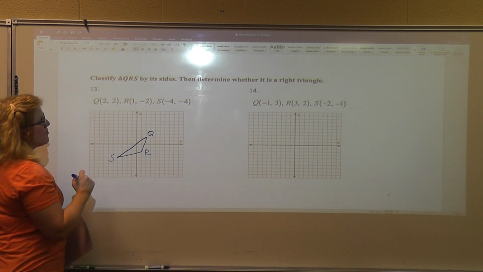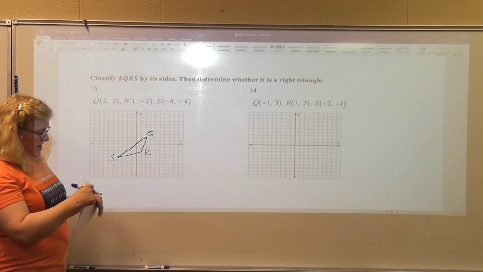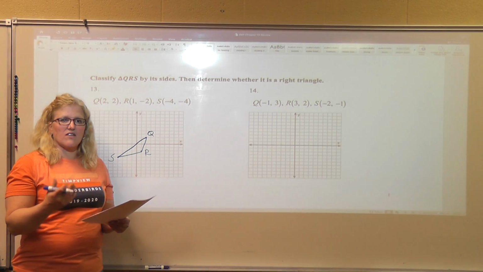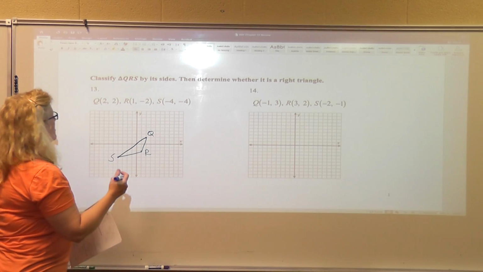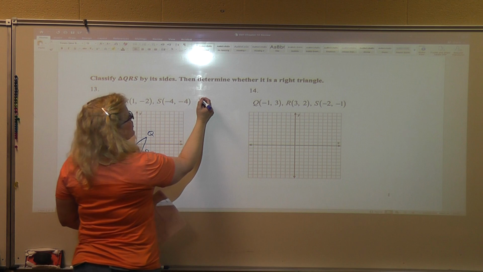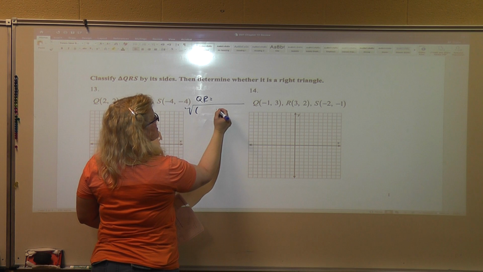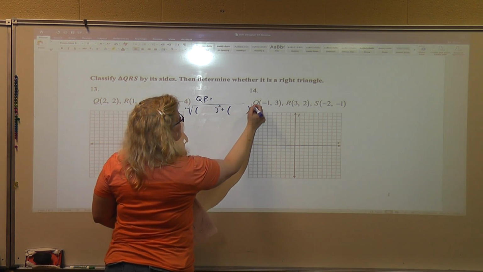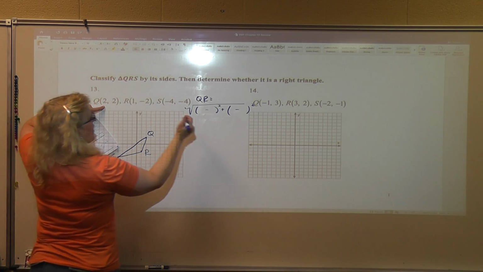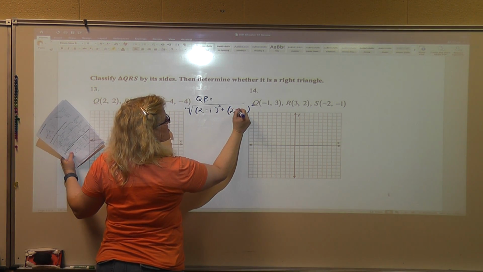Okay, so classify QRS by its sides. On this one, the way that we have to do that is we have to find the distance of every one of these sides. So I'm going to start with QR. So QR is going to equal the square root. And remember, I make myself a little template. Okay. 2 minus 1, my x's. 2 minus a negative 2 is a 2 plus 2.